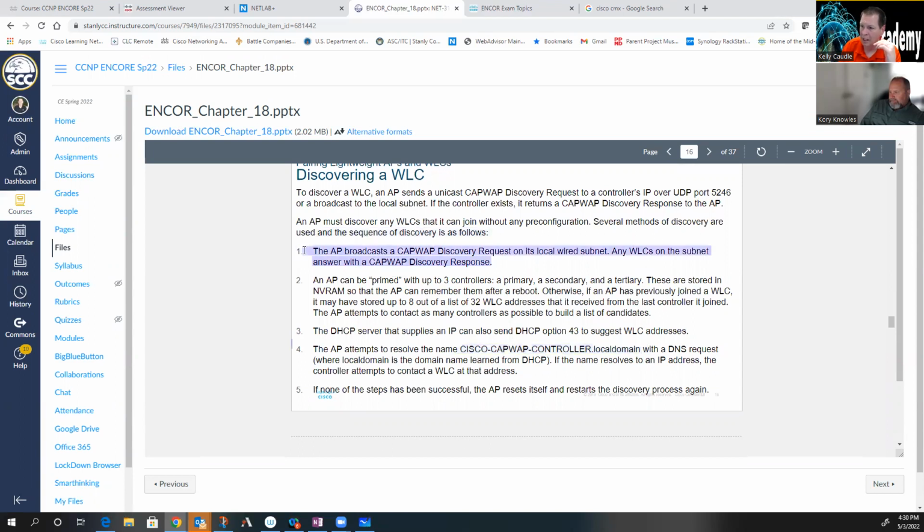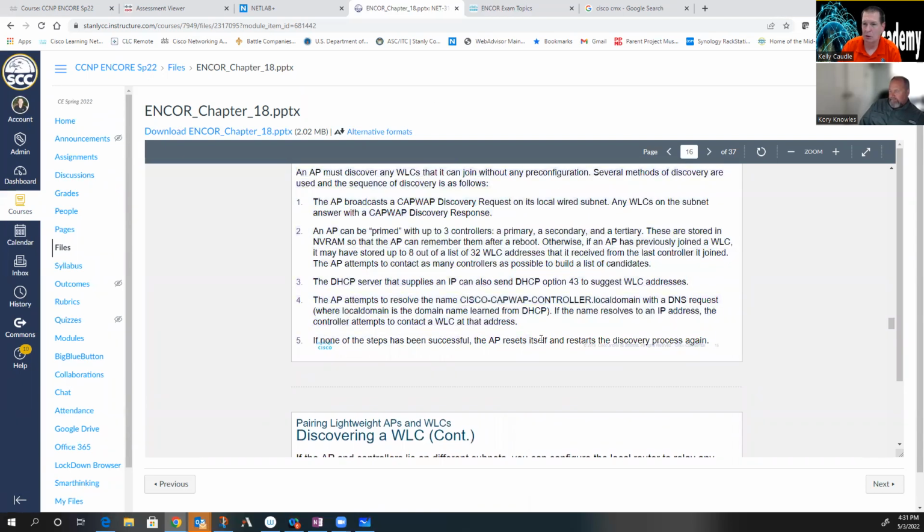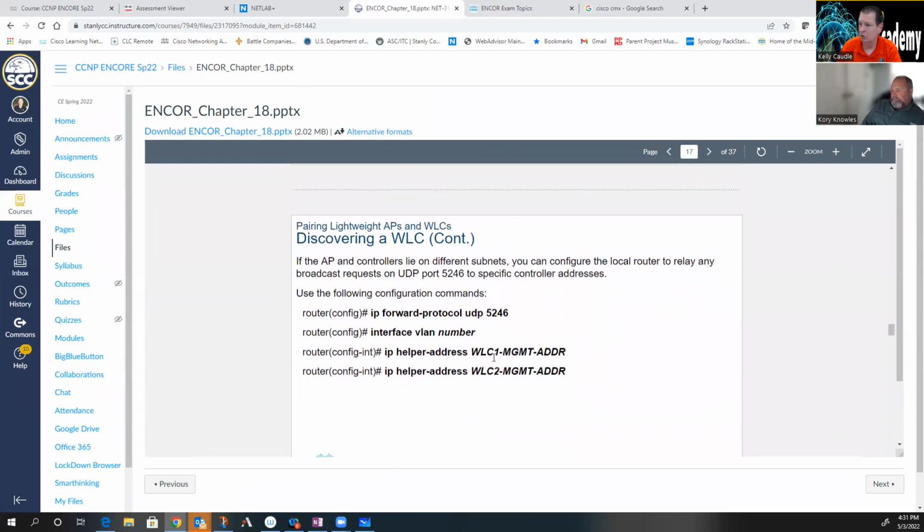So there's a couple ways. First, it can just broadcast a CAPWAP discovery. It can be primed or set to look for a primary, secondary, and tertiary. Or you can use the DHCP option 43, which gives it a list of wireless LAN controllers to go to. And then last but not least, it can use DNS and try to find a controller, or a set of controllers, that may be given this DNS entry information. If it doesn't find any of them, then it just keeps doing the discovery process. Especially if it's a lightweight AP, it won't be able to boot until it finds a wireless LAN controller.